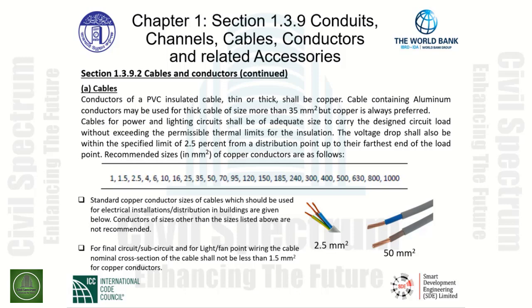For final circuit, sub-circuit, and for light fan point wiring, the cable nominal cross-section of the cable shall not be less than 1.5 millimeters squared for copper conductors. We must keep this in mind based upon the circuit that we are designing. Our code indicates certain minimum conductor sizes that we have to design and install at a minimum. So the code user is noted here to verify these minimum conductor sizes.